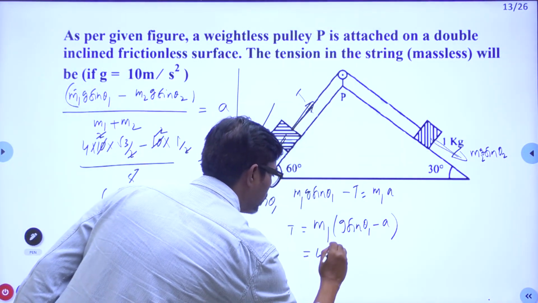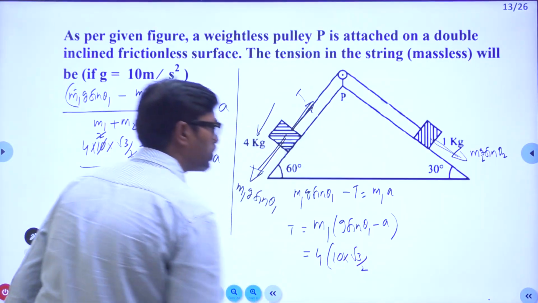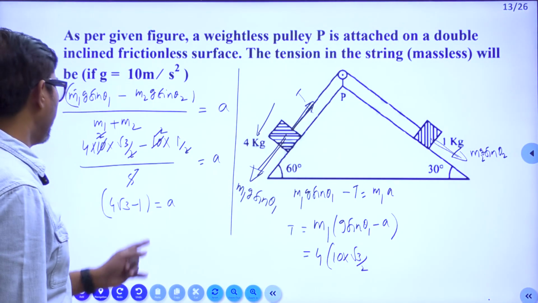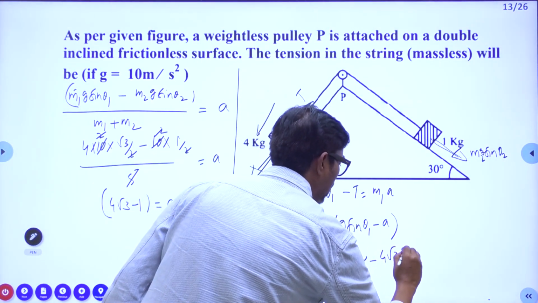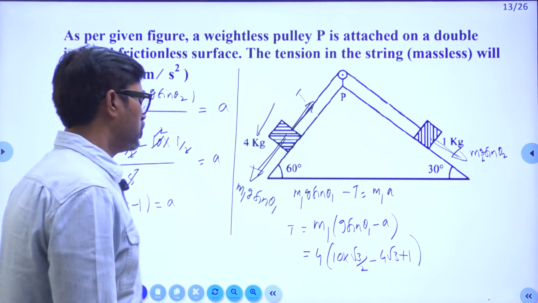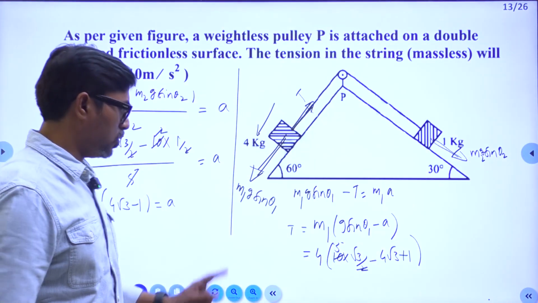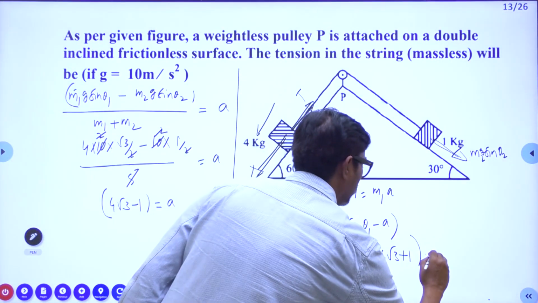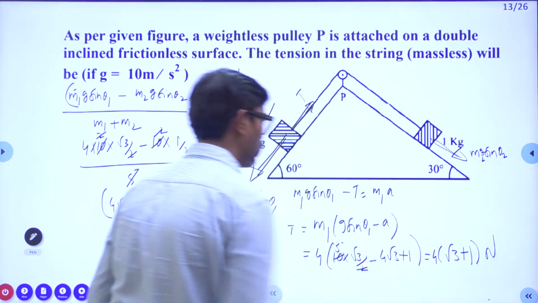m1 is 4, g 10, sine theta 1 is root 3 by 2. Alright. a is how much? 4 root 3 minus 1. Minus 4 root 3 plus 1. So you see here, this is 5 root 3 minus 4 root 3. Root 3 plus 1. So 4 into root 3 plus 1 Newton. That is going to be the tension there.